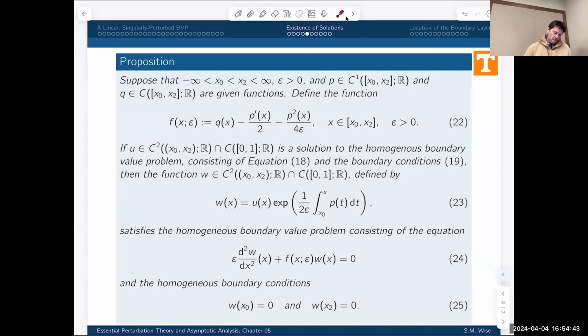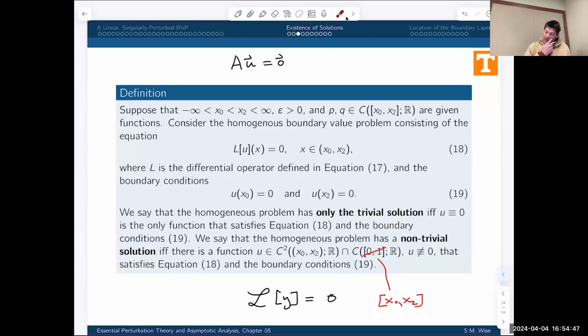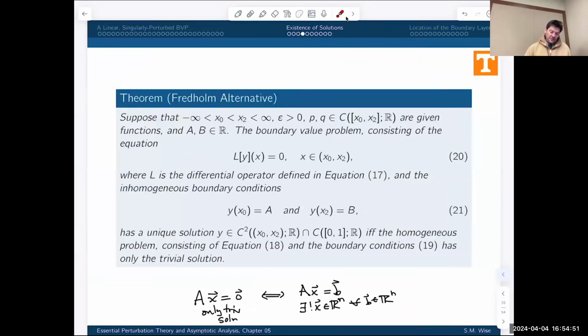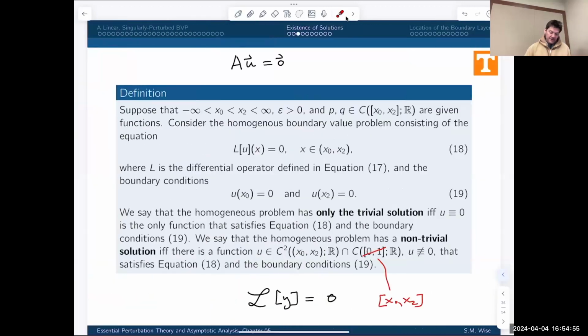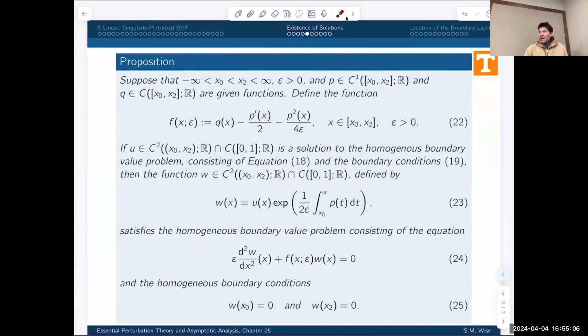So I want to use this Fredholm alternative, and what I know about this homogeneous solution, to give me some indication about whether or not this general problem is solvable, okay, for any A and B. Whenever A and B are equal to 0, that's what we call the homogeneous problem. Otherwise, it's the inhomogeneous problem.